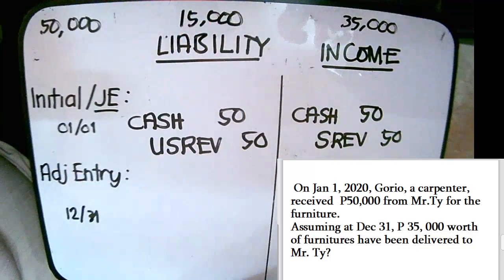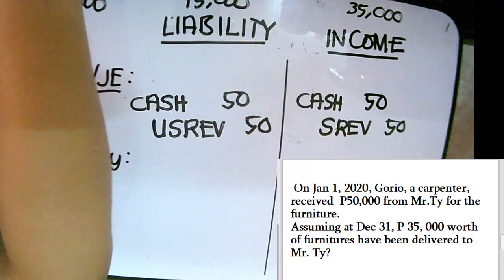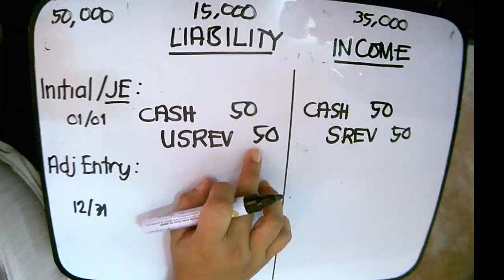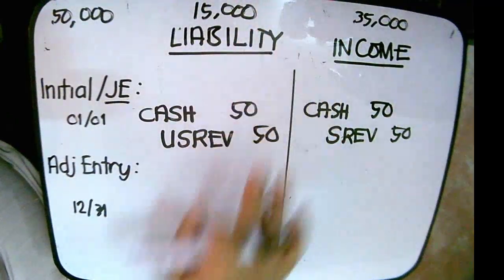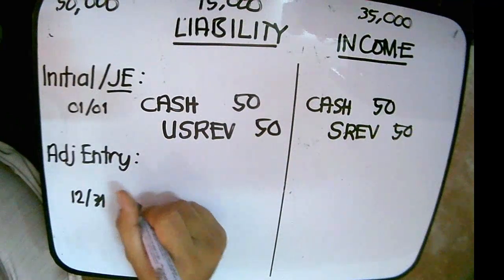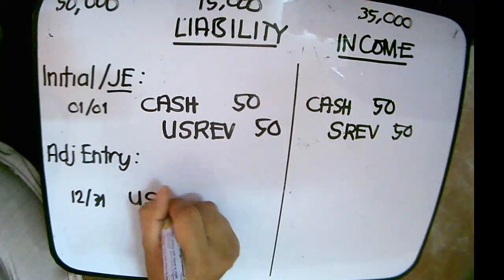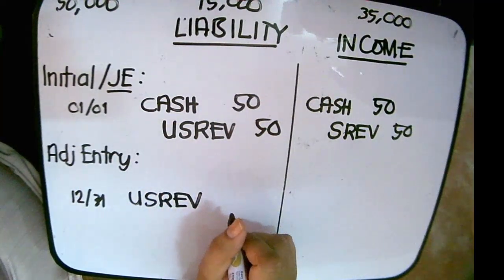And then yung liability outstanding is 15,000 pesos. Now, to adjust our liability account under liability method, kasi nga ang na-record dito 50. Pero at the end of the year, ang totoong balance na lang is 15,000. So, adjust natin. Yung magiging entry natin is a debit to unearned service revenue of magkano?